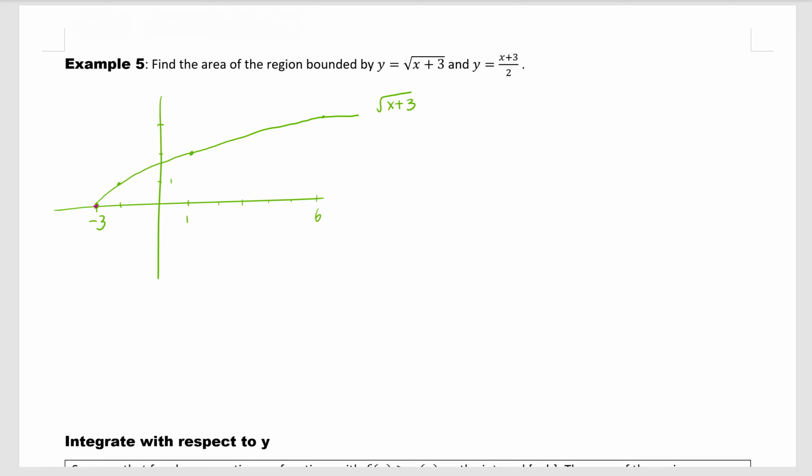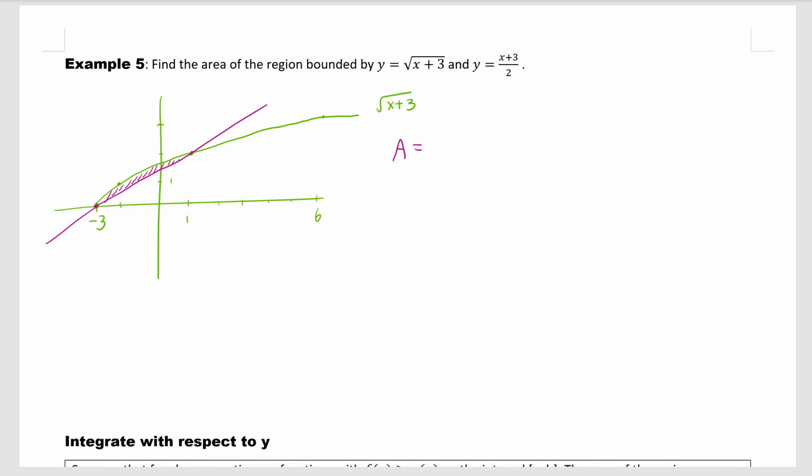What number can make it an integer point? I would say probably x is 1. When x is 1, you get 1 plus 3 is 4, 4 over 2 is 2. So 1, 2. Oh, that is exactly another intersection point. You see? When we graph it, we find the intersection points automatically, right? Okay, so this is our region. We want to find the area of this region.